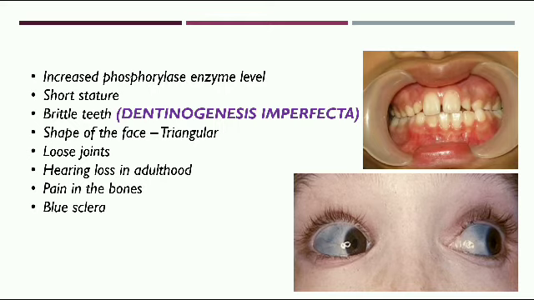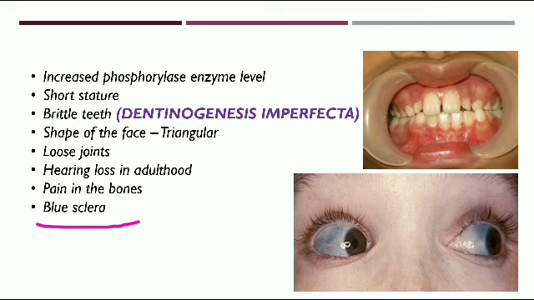See, as I said previously, the height of the patient will be reduced, there will be loose joints, there will be hearing loss in adulthood, there will be pain in the bones, and the phosphorylase enzyme level will be increased. Where? In osteogenesis imperfecta. So in osteogenesis imperfecta, there will be increased phosphorylase enzyme level, and the shape of the face will appear triangular.